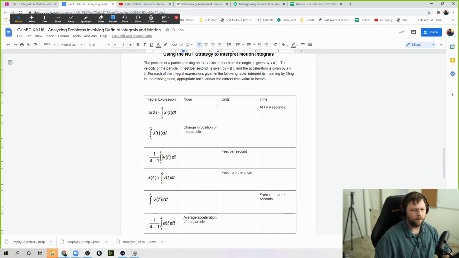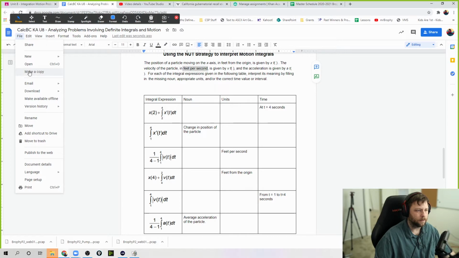Okay, so this is like units. We know what units are. In this case, we're dealing with feet per second here. I'm actually going to highlight this myself. Actually, I should probably make a copy so I don't edit mine.